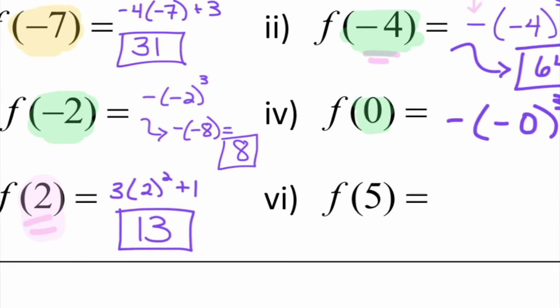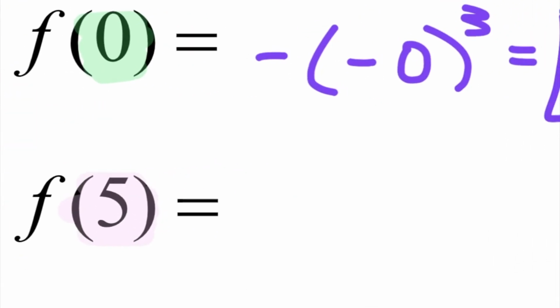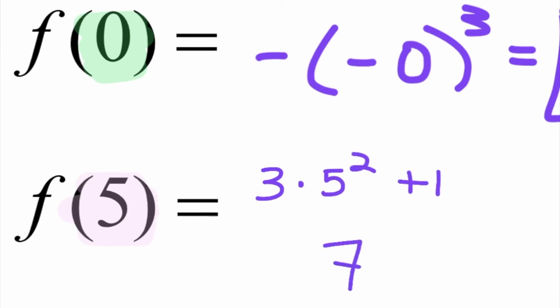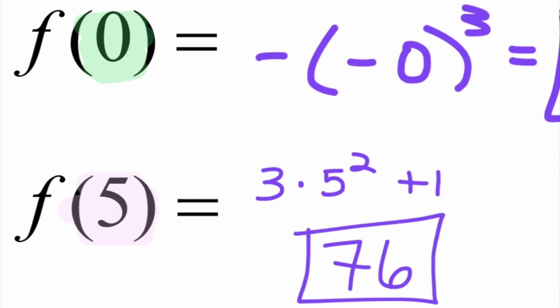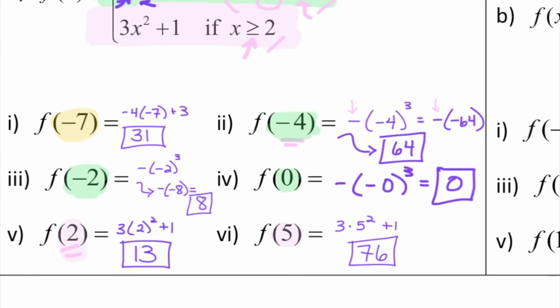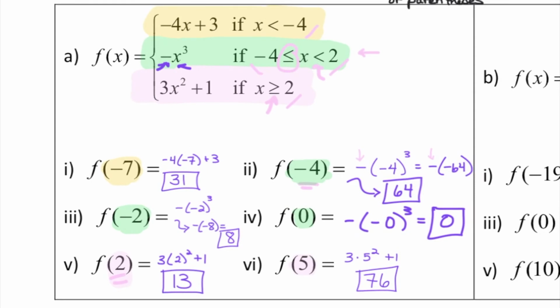And last but not least, 5 is bigger than everything else, and so 5 is going to be substituted into the last equation there. And so that's going to be 3 times 5 squared plus 1. And when you compute that, you'll get 76. Please don't take my word for it. Don't just copy what I wrote, but please take the time to pause the video and compute the problems for yourself.